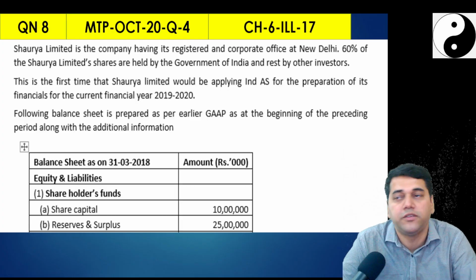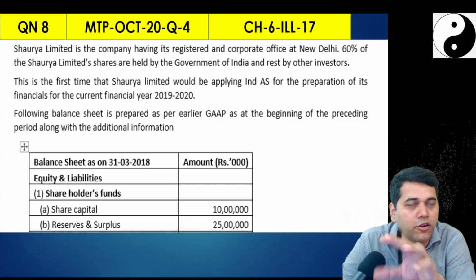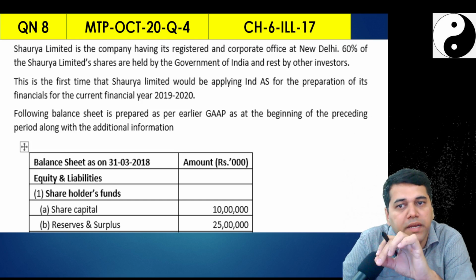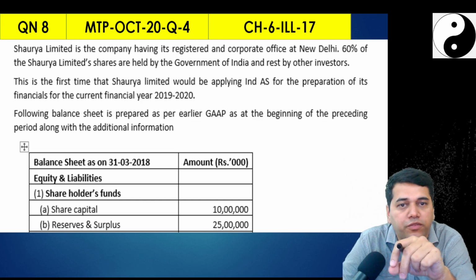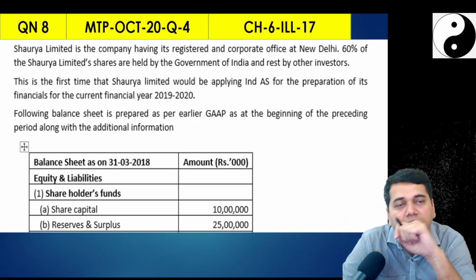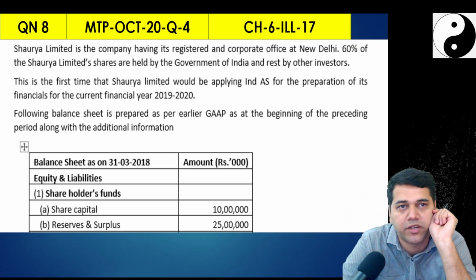Shaurya Limited, and see, full attention here because a lot of adjustments are there. Shaurya Limited is a company having a registered and a corporate office in New Delhi. 60% of the shares are held by the government of India and the rest by other investors. So this is a government company now.